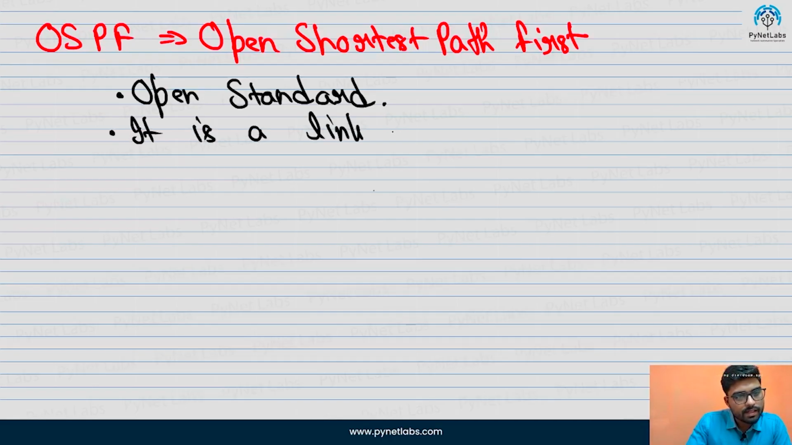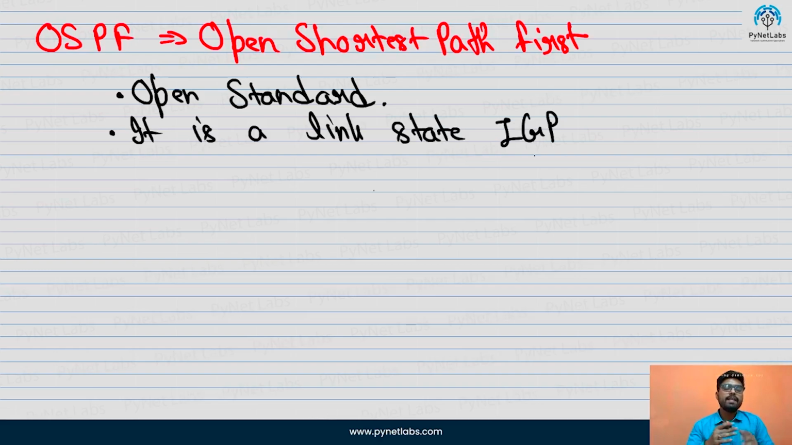Now, what is IGP? IGP is Interior Gateway Protocol. As you know, Interior Gateway Protocols are those protocols which are used inside the organization. So, OSPF is also one of those. OSPF is an IGP protocol, meaning Interior Gateway Protocol, which is used to connect routers within our organization.